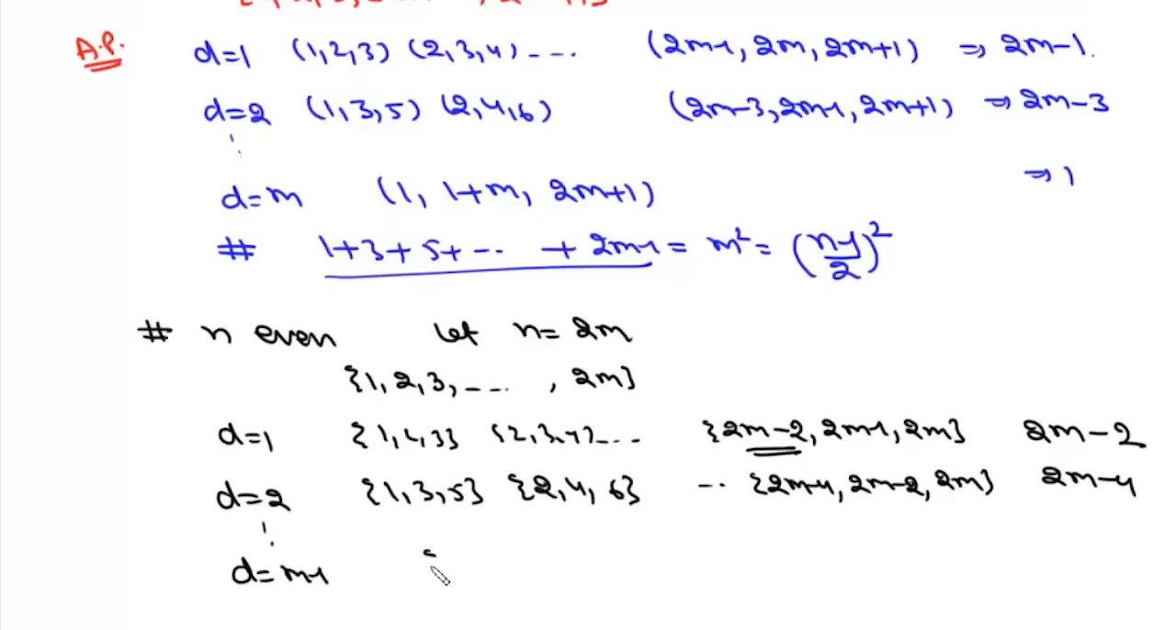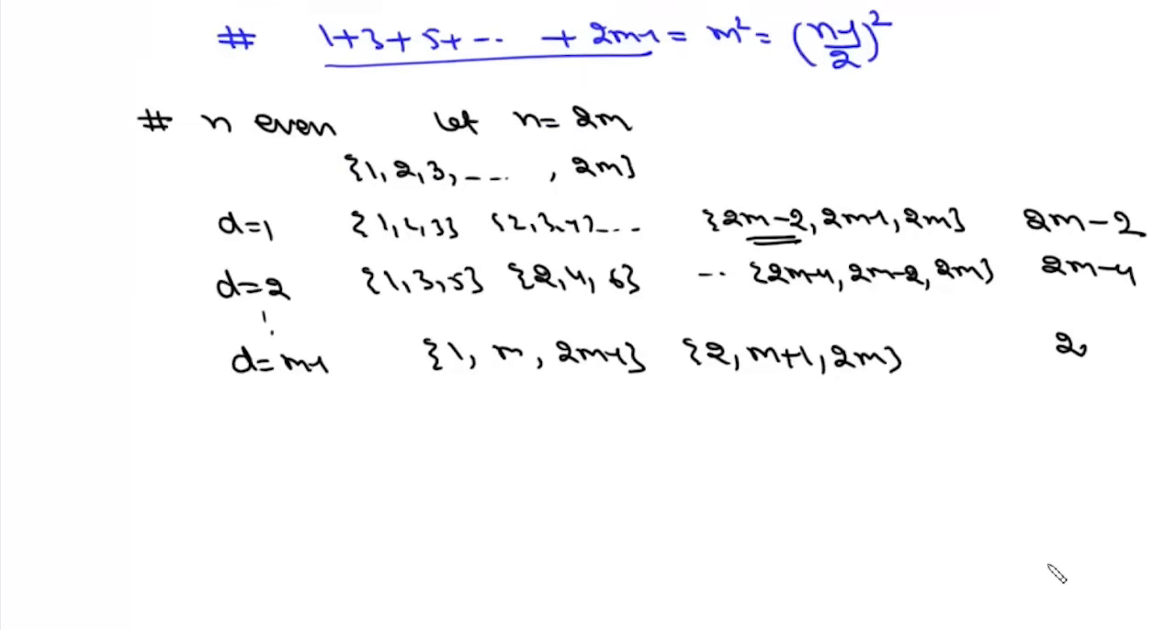common difference m - 1. So it will be 1, m, 2m - 1, and then 2, m + 1 and 2m. In this case, there will be 2 possibilities.